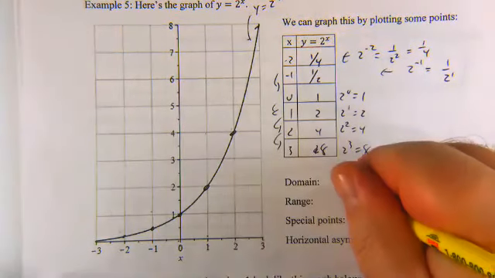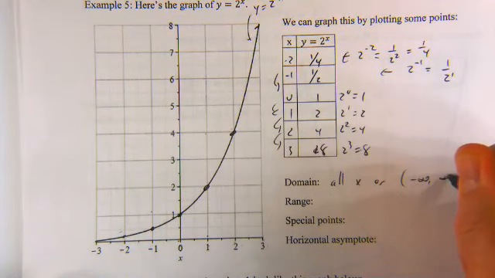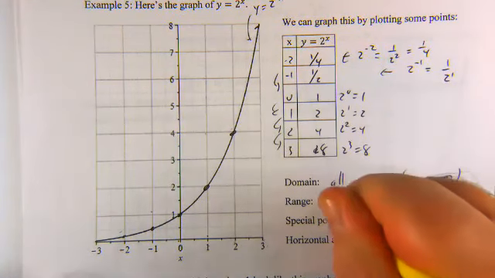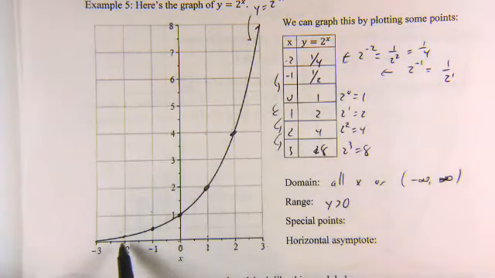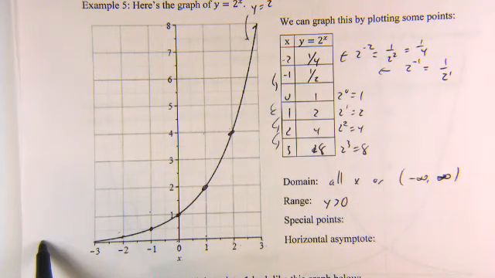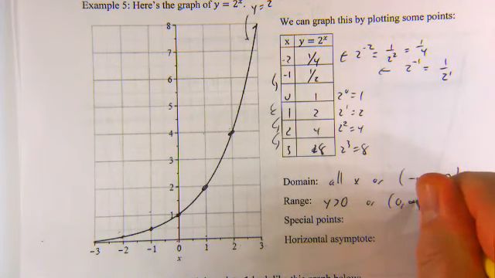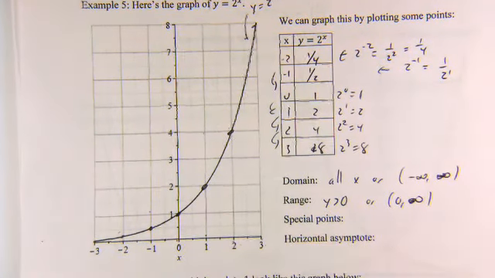So what's the domain of this? All x, or -infinity to infinity. The range is only positive numbers, right? Because if you keep going to the left, you keep cutting the y values in half, but they never become negative. They always remain positive. And you never actually get down to 0. So your range is from 0 to infinity.